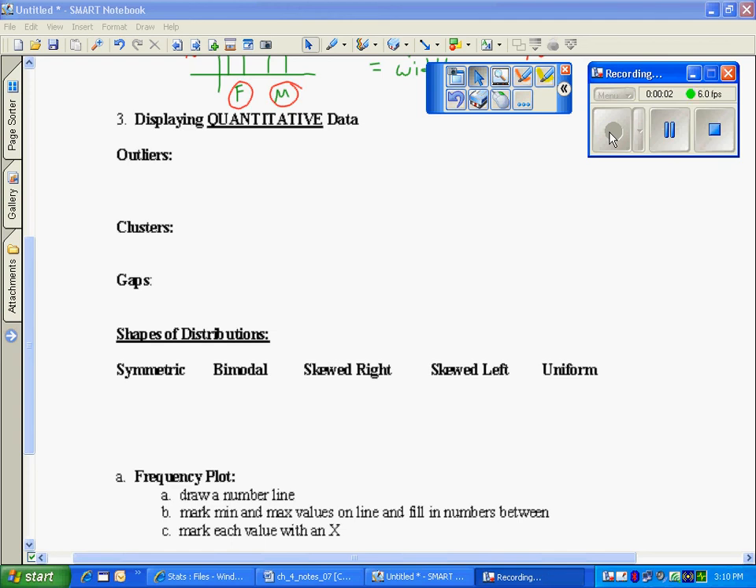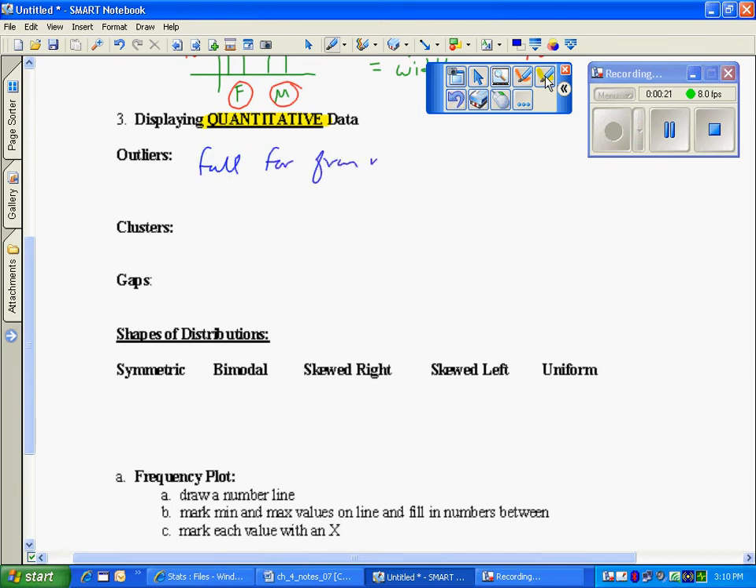This last lecture is the types of graphs or displays that we use for quantitative, the numerical data. And a couple of terms that we need to understand are outliers, and those are observations that lie far away from the rest. And when we say the rest, we mean the rest of the data.